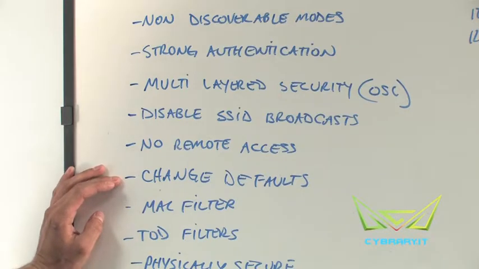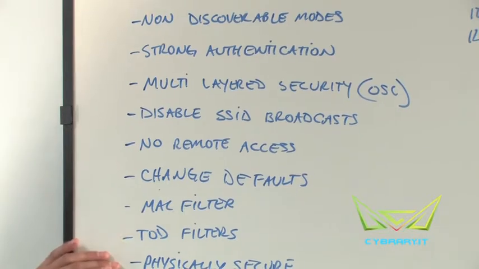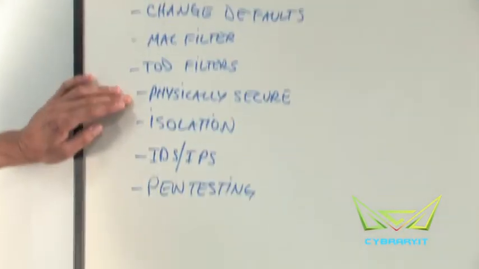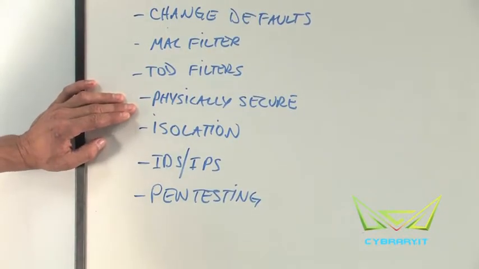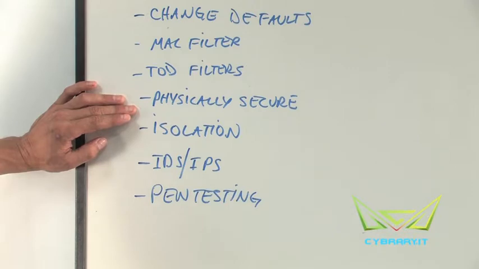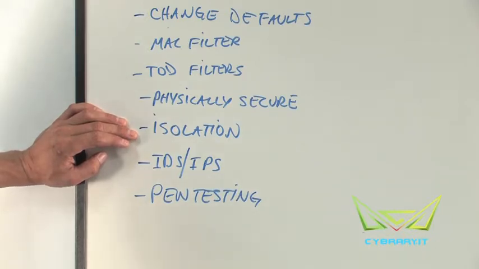You should absolutely change the defaults. Anytime you have a default, that's something I can go after as a pen tester. You should use MAC filters or time of day filters. Physically secure it. You know, I always see bunny ears popping out of the ceiling. I wouldn't consider that physically secured. If you can, put it in a wiring closet where it's actually physically locked. In theory, you can use isolation, but the countermeasure to that is I can use some sort of amplification to get access or increase the signal strength.